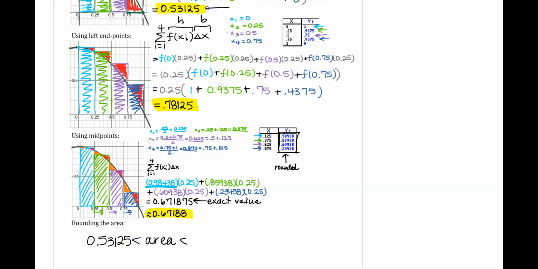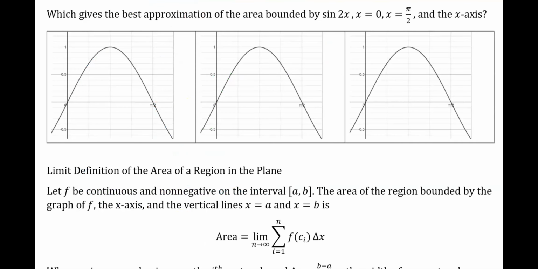0.53125, that's the smallest approximation that we got, and 0.78125, that's the largest approximation that we got. And we can see that this midpoint approximation does fall into that interval. So we're able to bound the area from our largest and our smallest approximations using rectangles. So we are building up to talk about how we can find the exact area of a region in the plane instead of just approximations for it using rectangles.